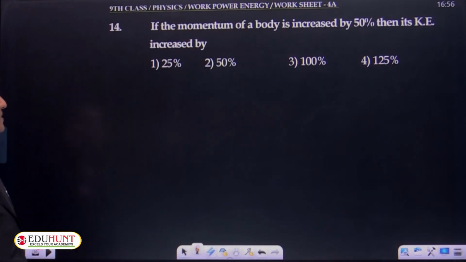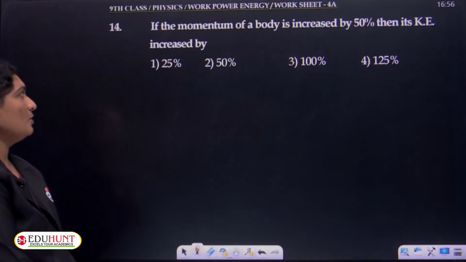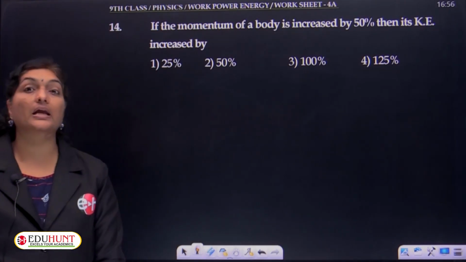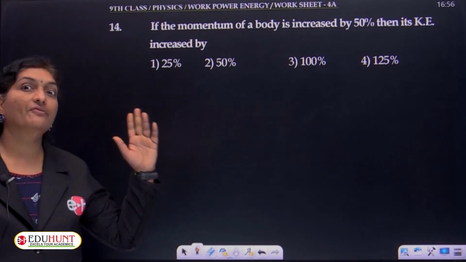Moving ahead with the next one, that is a percentage numerical, children. If the momentum of a body is increased by 50%, how much?